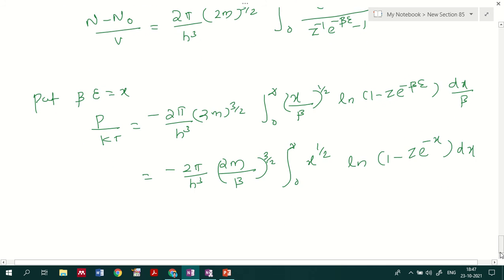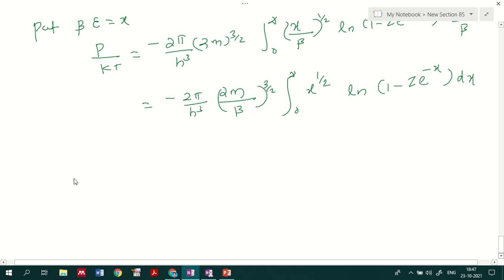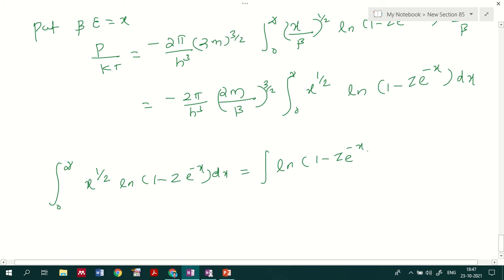Once you get this form, we have a general equation for solving this one. If you have a representation like 0 to infinity x raised to 1 by 2 ln 1 minus z e raised to minus x dx, I can write it as the integral of ln 1 minus z e raised to minus x, dx, raised to 3 by 2 divided by 3 by 2.